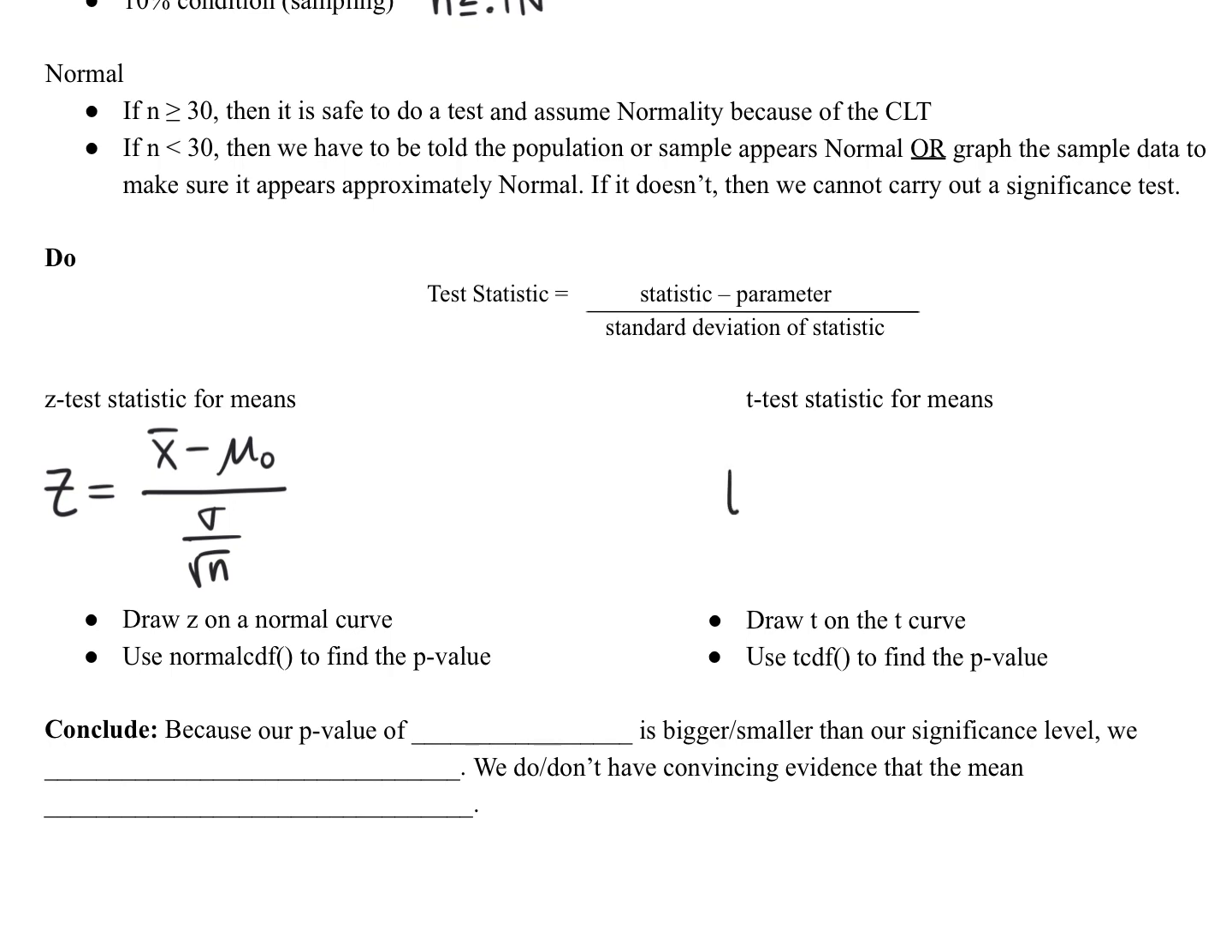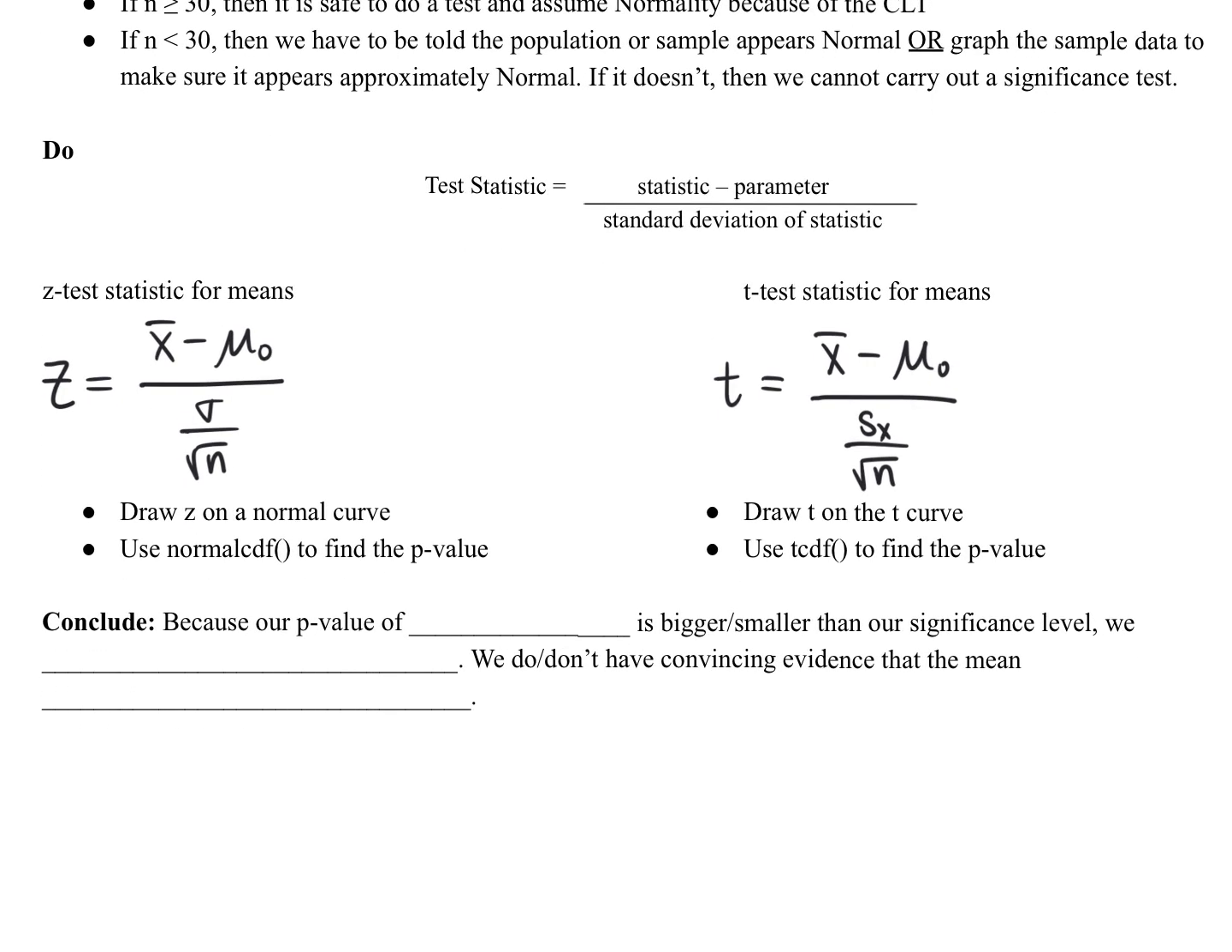Our t-test statistic is going to be t equals, the numerator's the same, it's still x bar minus mu naught, but our denominator is now s sub x over the square root of n. So we use something called t-CDF to find our p-value. You still find it by going to second vars, and then t-CDF will be listed instead of normal as well. And then for our sentence, you decide whether or not you reject or fail to reject the exact same way we did for a proportion.